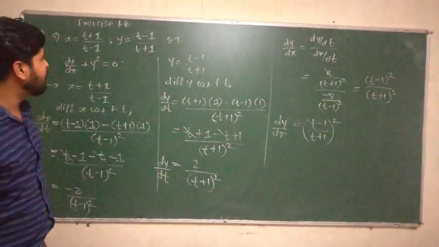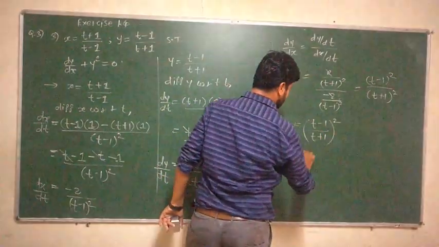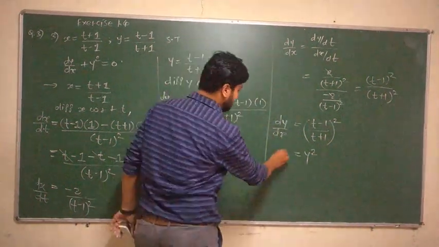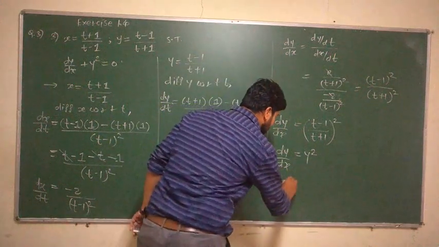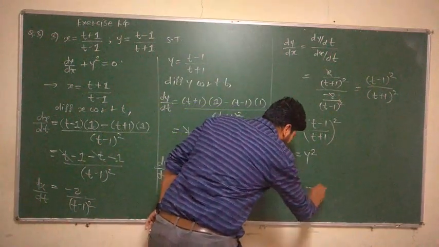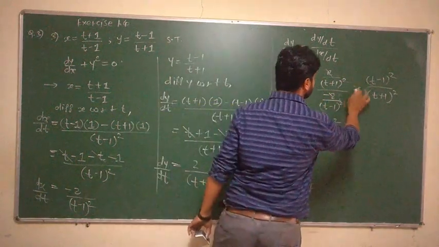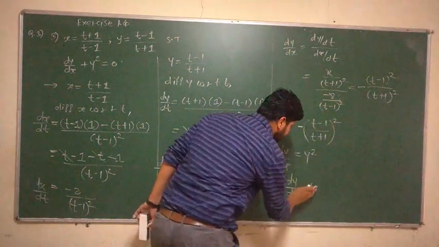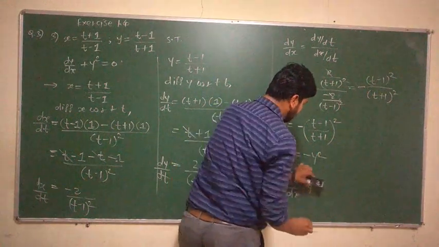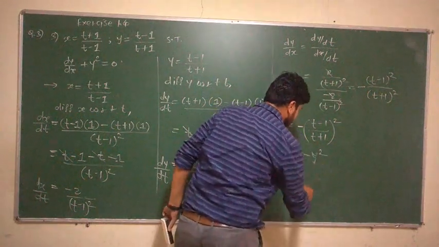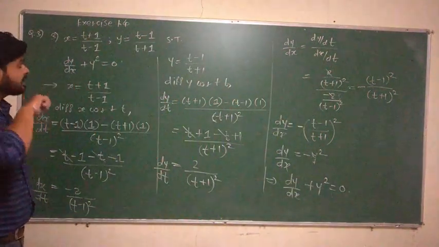By using the value of y, which is t minus 1 upon t plus 1, this term becomes equal to y square, so dy by dx is equal to minus y square. If I shift this, because of this minus sign, dy by dx plus y square is equal to 0. So hence the proof of this example number 3.